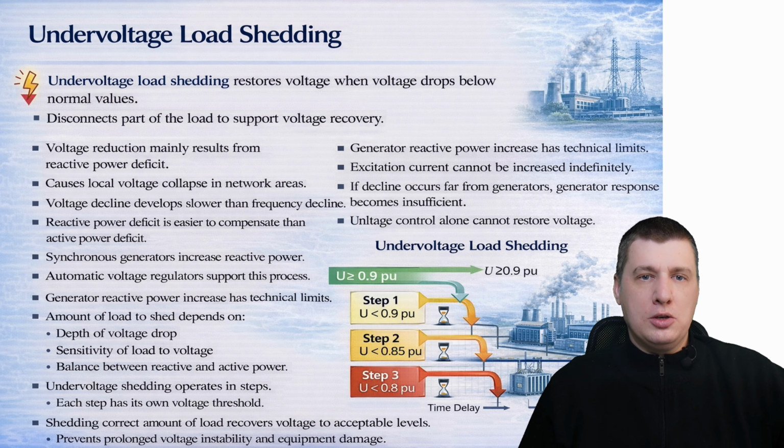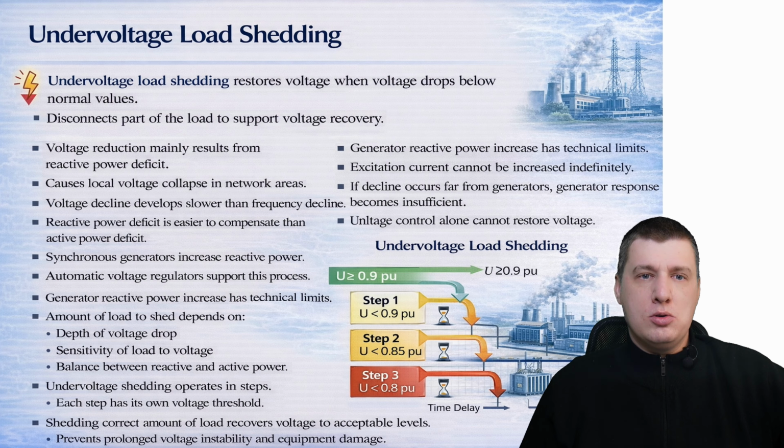If voltage decline occurs far from generators, generator response becomes insufficient. In this case, voltage control alone cannot restore voltage. Under-voltage load shedding becomes necessary. The protection disconnects part of the load to reduce reactive power demand. The amount of load shed depends on the depth of voltage drop, sensitivity of the load, and the balance between reactive and active power.